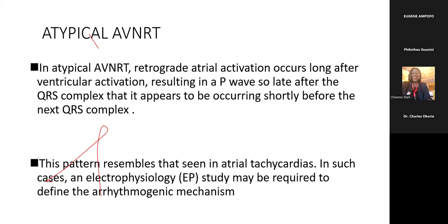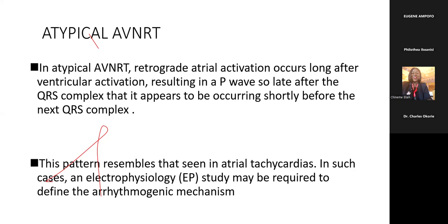So in atypical AVNRT, retrograde atrial activation occurs long after ventricular activation, resulting in a P wave that comes so late after the QRS complex. And it appears to be occurring shortly before the next QRS complex. So this pattern resembles what is seen in atrial tachycardia. In such cases, an electrophysiology study may be required to define the mechanism of the arrhythmia.